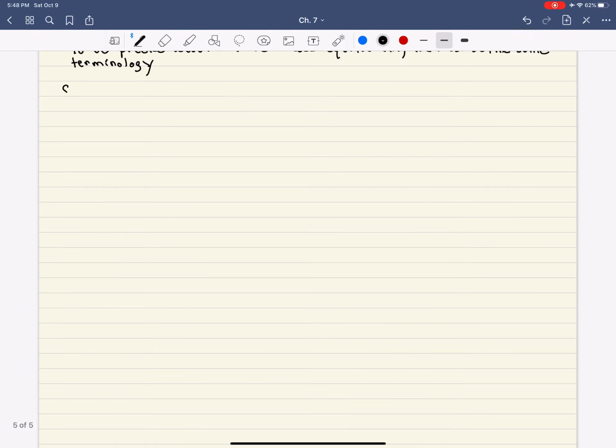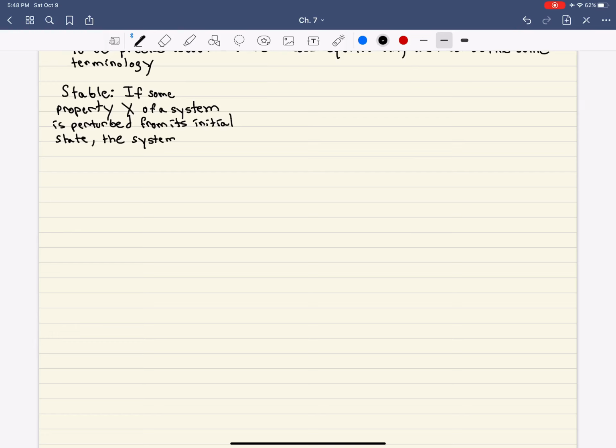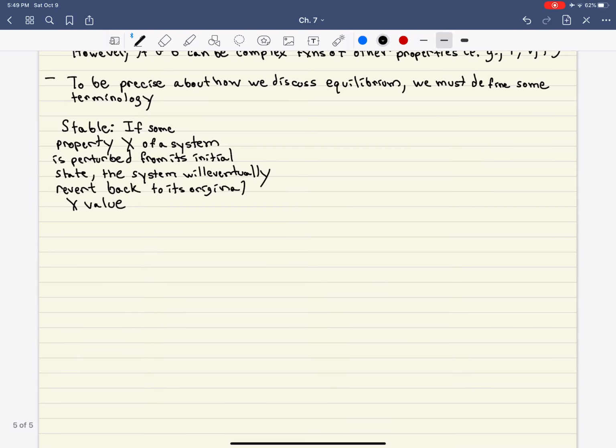Alright, so the first term I'm going to define is stable. Alright? And so when I say a system is stable, I mean that if some property X of a system is perturbed from its initial state, the system will eventually revert back to its original X value. Okay? Alright, so that's what I mean by stable.